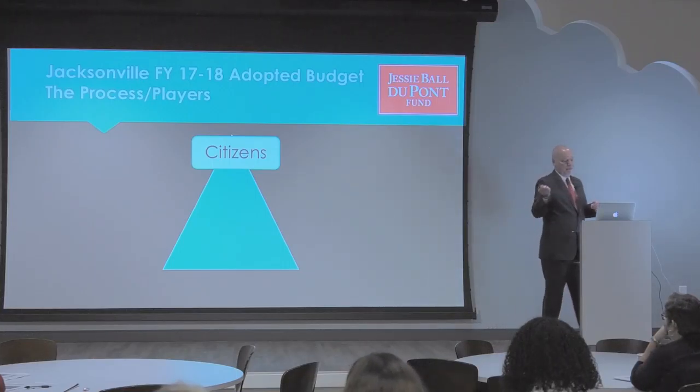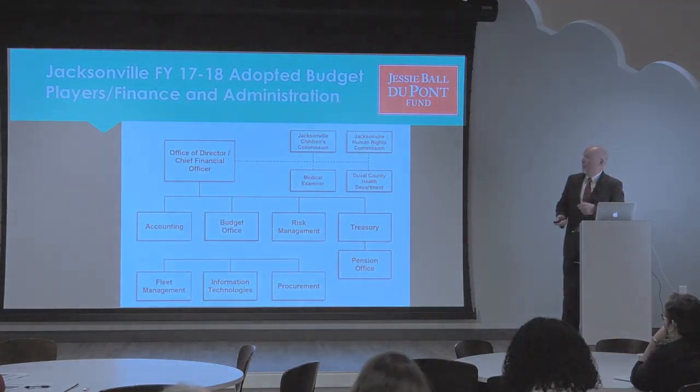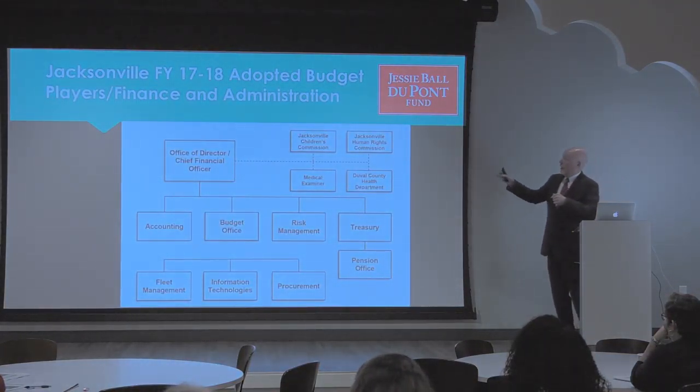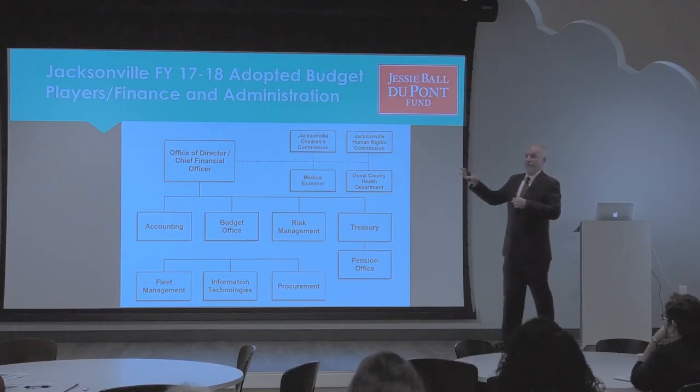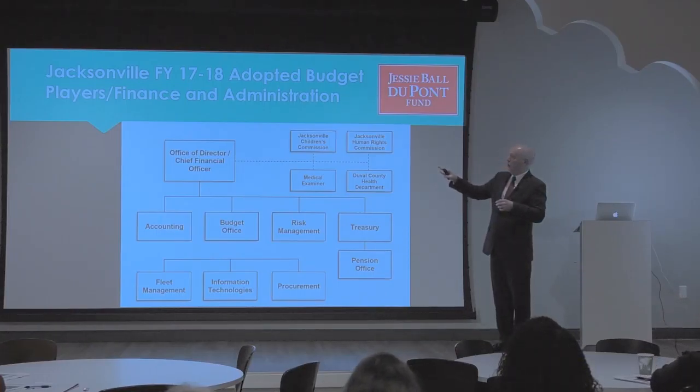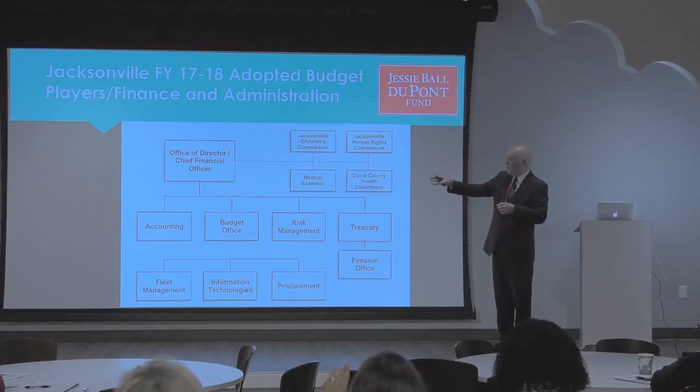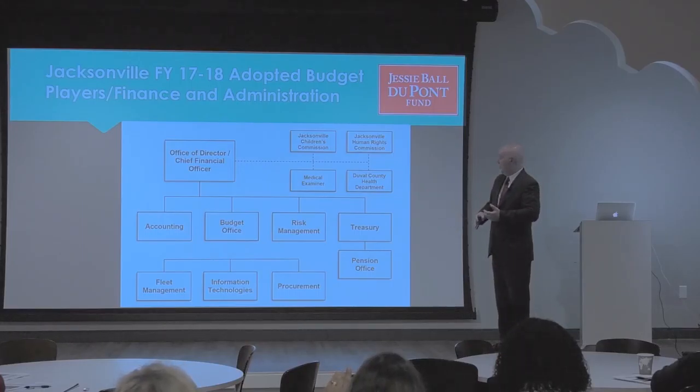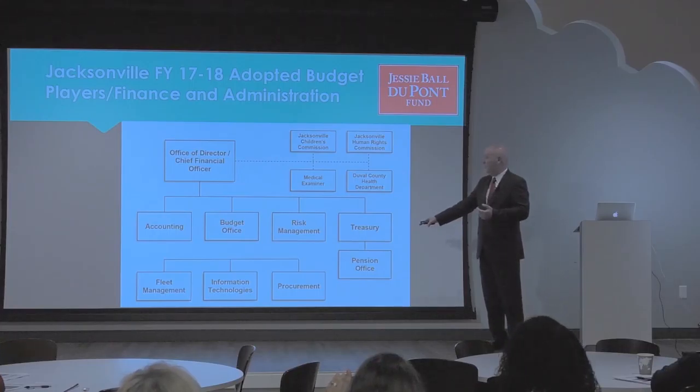Let's talk about scheduling. Before we start, this is a very important part of one of the city operations that comes through the budget. It's the office of the director of finance administration, chief financial officer. A lot of those things that we talked about on the budget office belong in this part of the city budget office itself. There's accounting, there's information technologies, five-year plans, treasury, pension office.